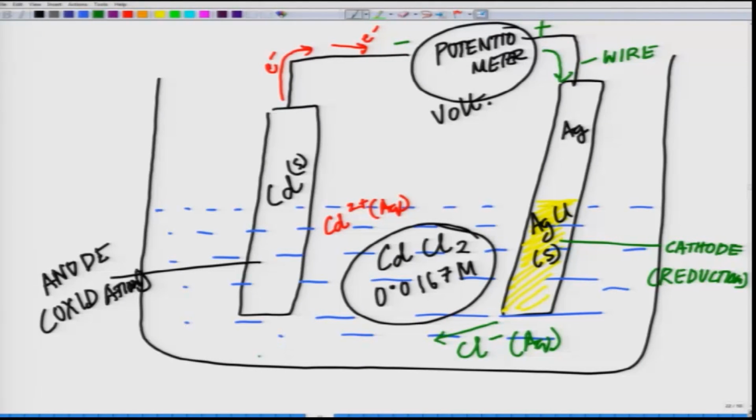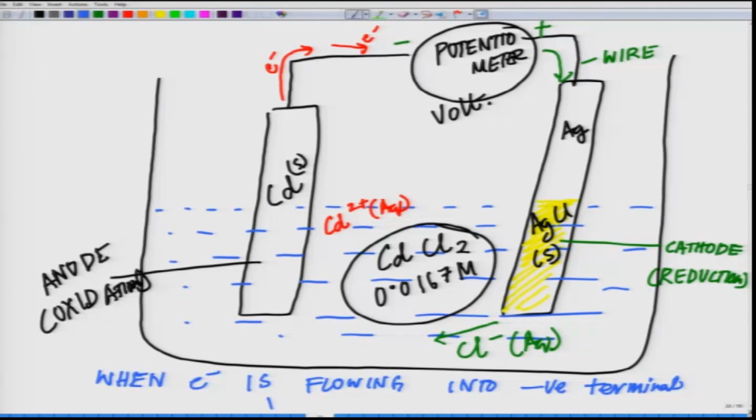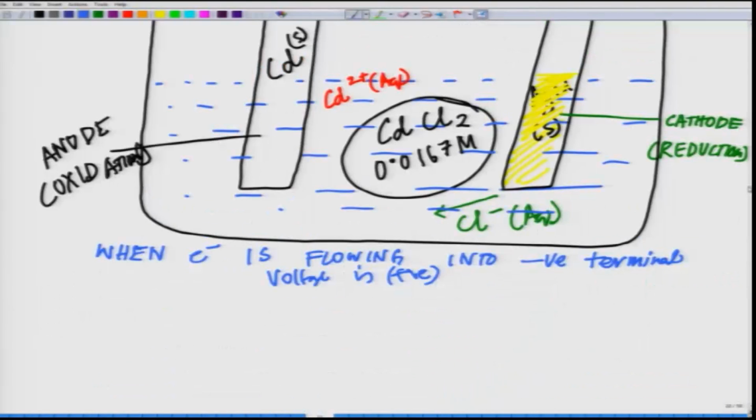Okay. And it has a positive and negative terminal, and when the electron flows into the negative terminal, as in this illustration, the voltage is positive. Okay. So keep that in mind. So there is a positive voltage. This is an axiom by which we define these kinds of situations.